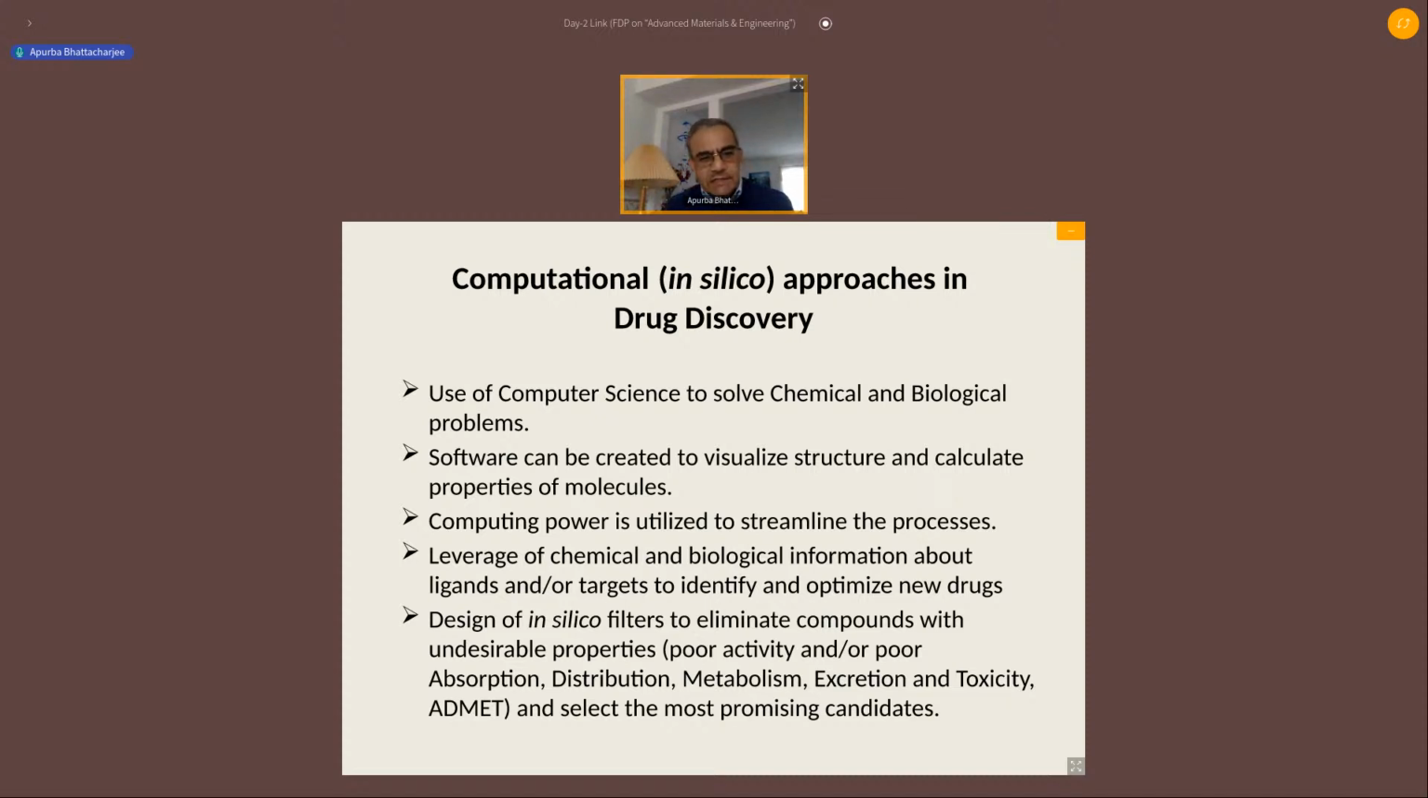Then again, another thing is that in the development phase, most of the failures occur because of the ADME properties. ADME is nothing but absorption, distribution, metabolism, excretion, and toxicity. These are together called ADMET properties. So those filters can be calculated using in silico techniques. So they can also solve a lot of problems and minimize the time involved in the process.